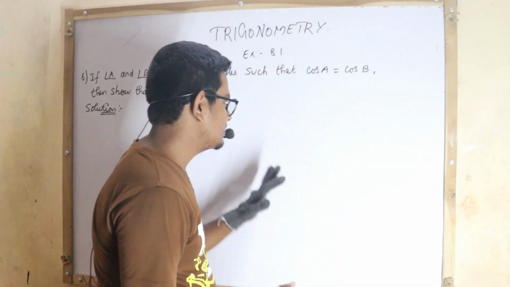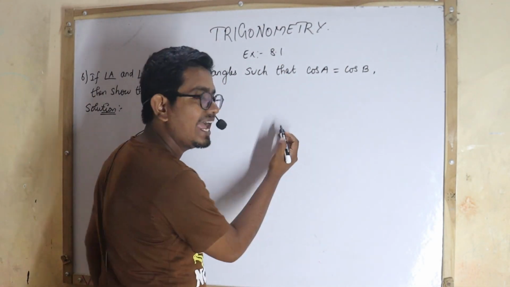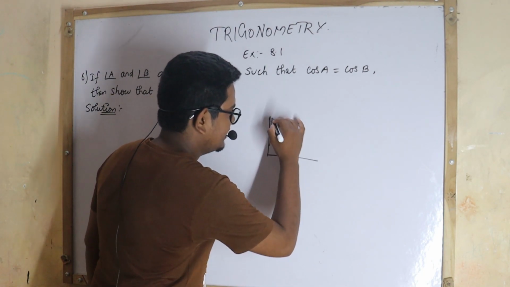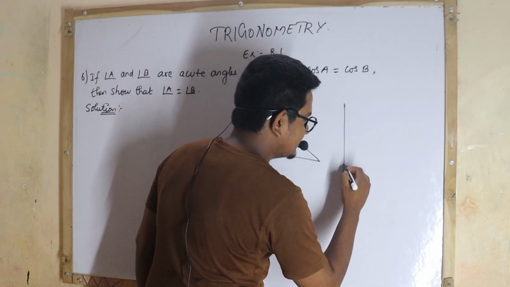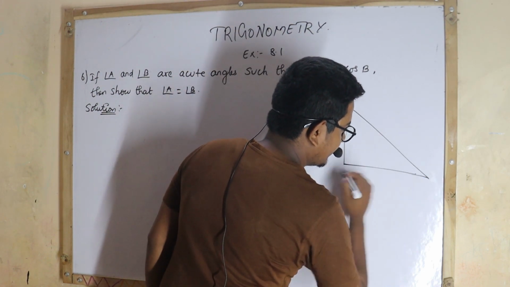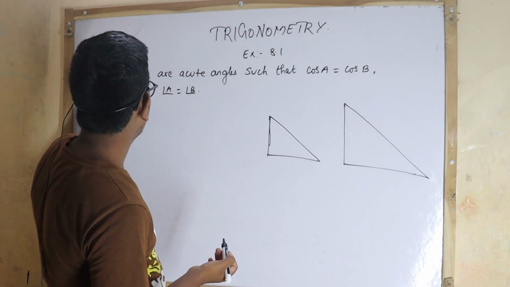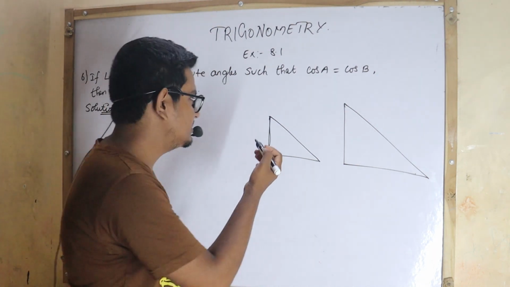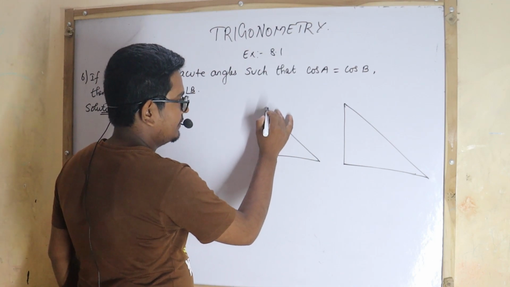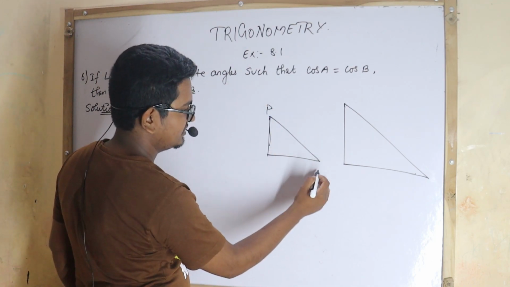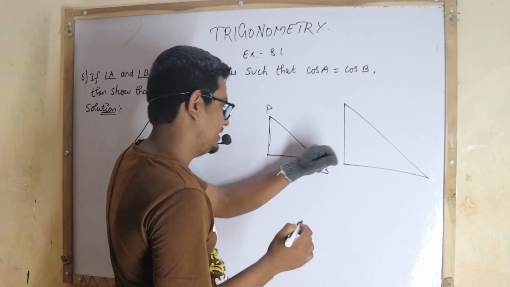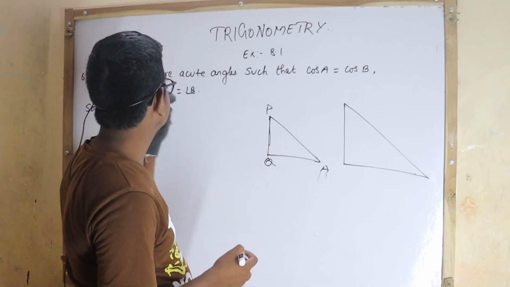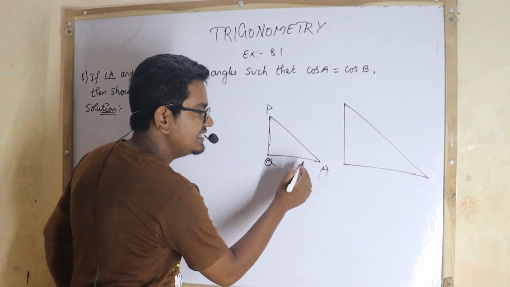Let us assume we are having two right angle triangles. You can see here, it is one triangle and it is the other triangle, right? I'm going to give alphabetical letters to the sides. Let it be P and this is B, let it be A and this is Q. As you can see here, it is the angle A. Angle A is the acute angle.